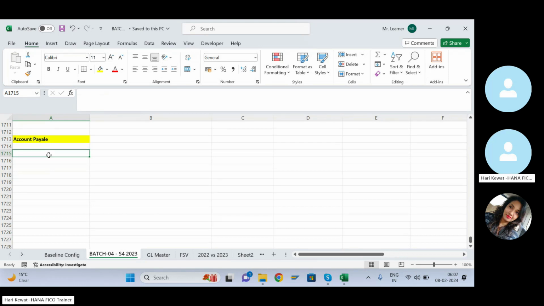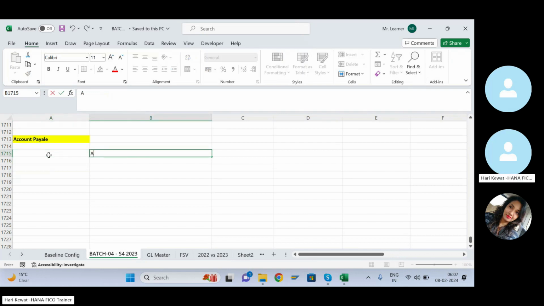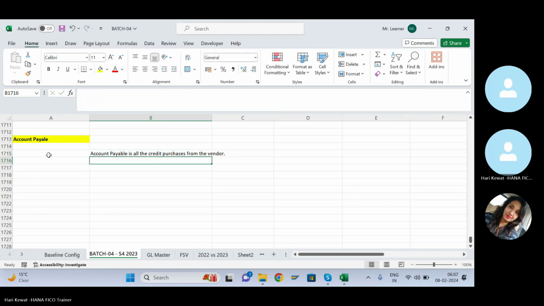Okay, so account payable is all the credit purchases from the vendor. The account payable shortcut is also known as AP. AP we say.